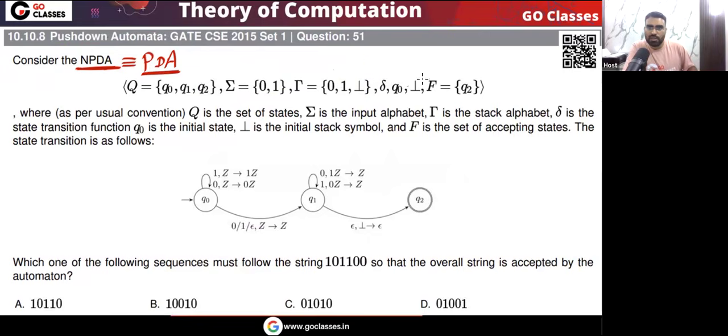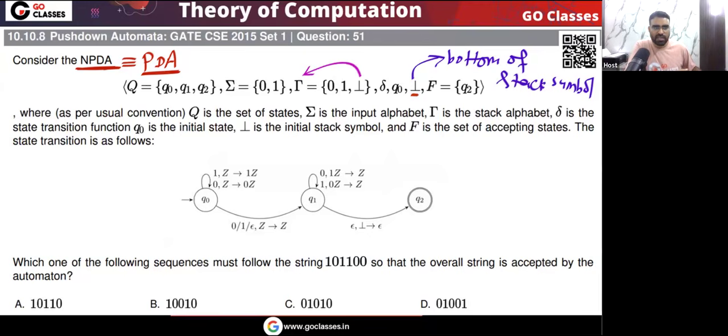Okay, there is a bottom symbol. So you can see there is a bottom of the stack symbol. What is the bottom of the stack symbol? That is this symbol. Okay, this symbol is the bottom of the stack symbol. You can see this symbol belongs to the stack alphabet. Okay, very easy. So now tell me the next. There are transitions. There is an initial state, that is Q0. This is the initial state, and there is a final state.